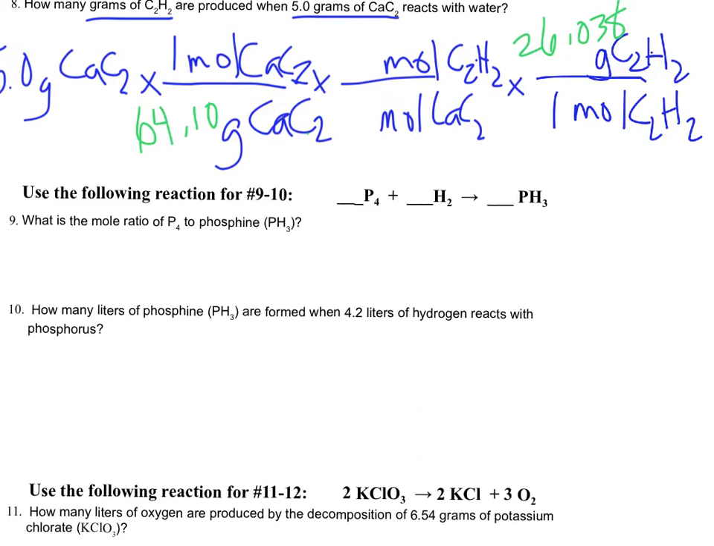Go back to your balanced reaction. In front of the C2H2 was a 1. In front of the CaC2 was a 1 also. And then calculate for your answer. You should be getting 20.31 grams of your C2H2.